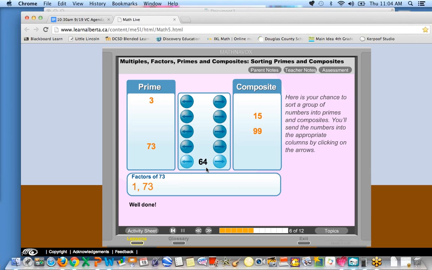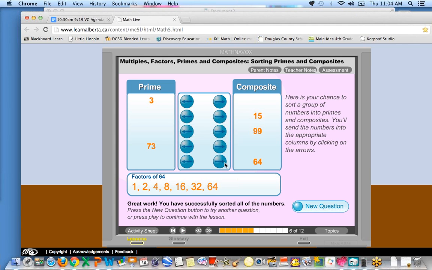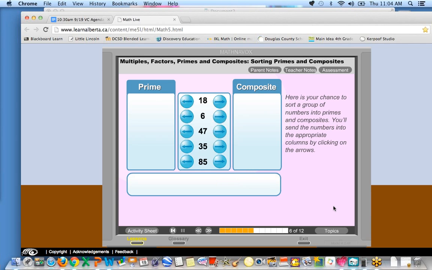Okay, 64. That's pretty easy. 1 times 64, and then we also have 8 times 8. So we know right away that it has to be composite. Oh, and we have 2 times 16. It has a ton of different factors. Let's do some more.